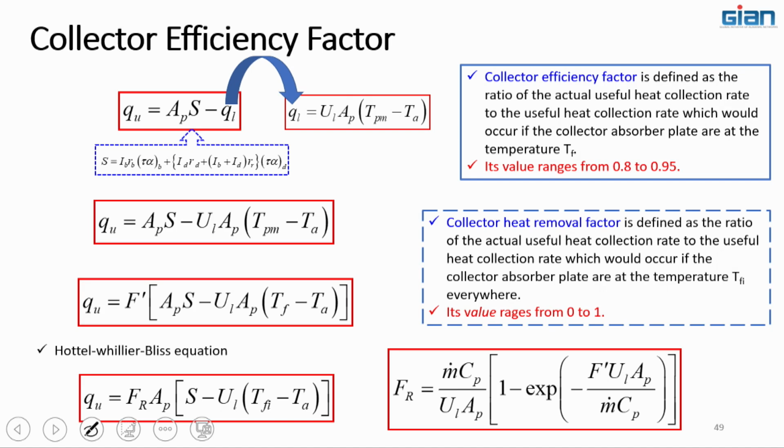Okay. Also, we can define this FR. We can actually derive the entire thing, but I am not going to solve it here. I will just show you the mathematical expression of how this can be done. The collector heat removal factor is similar, but here we maintain the collector at the fluid temperature TF, and its value varies from 0.8 to 0.95. But you must know why we are doing this.